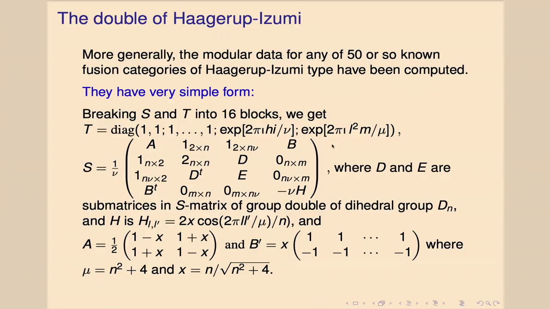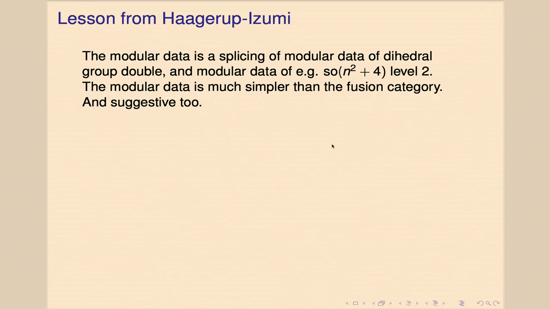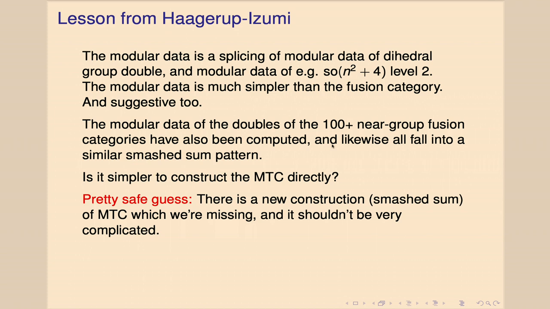So I don't want to waste your time looking at this thing. What it looks like is you can kind of go against my strategy. I was trying to look for something truly exotic, and it looks like you can build this up in a completely new way from simpler stuff. And you can do the same for the near-group fusion categories. The even ones are a little bit more complicated, but still, all of them have modular data.